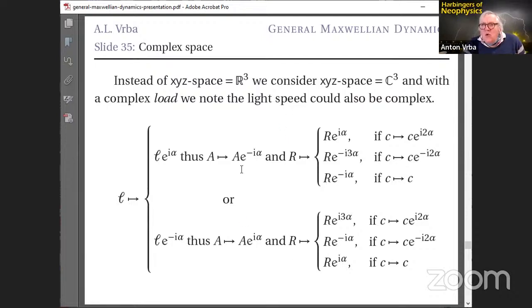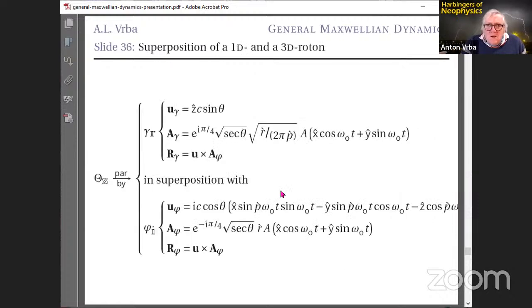So just showing all the conditions here. This makes it now very interesting, because now I can put into superposition a photon like that, the one-dimensional wave and the 3-dimensional wave.